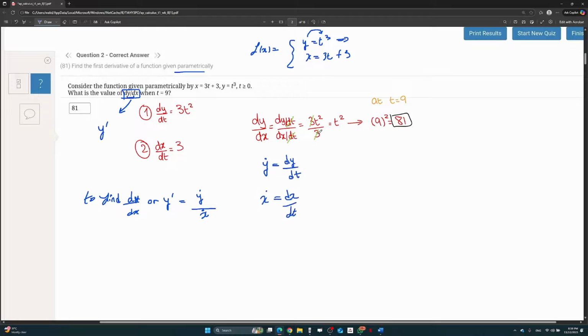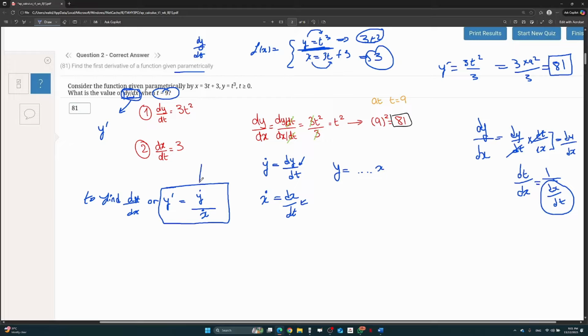So basically what you have to do is derive this one at the top, you get 3t squared. Derive this one at the bottom, you get 3. So the derivative dy by dx will just be this one divided by this one. So y prime will be 3t squared over 3. And they said when t equals 9, so you just say 3 times 9 squared over 3, and you get 81.